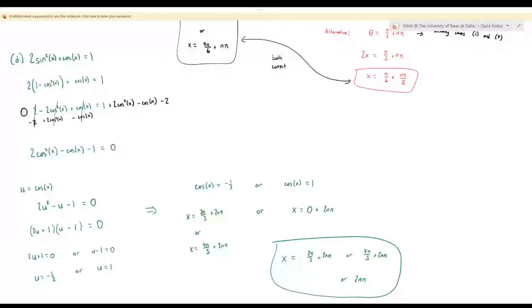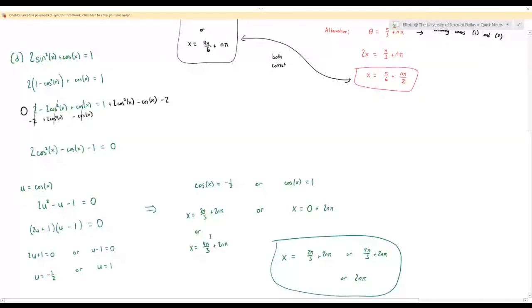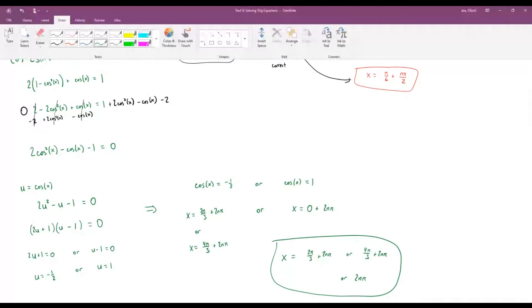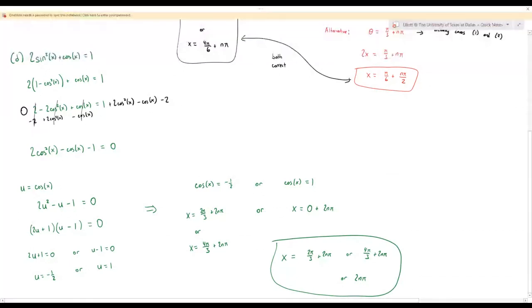I have a question. Yes. How did you get the 4 pi over 3 plus 2n pi? Sure. The way that I'm thinking about this is, I want to think about when is cosine equal to negative 1/2? I know that cosine is 1/2 at pi over 3. So I'm looking for the pi over 3 angles, but for cosine to be negative, I specifically want the pi over 3 angle in the second and the third quadrant instead.